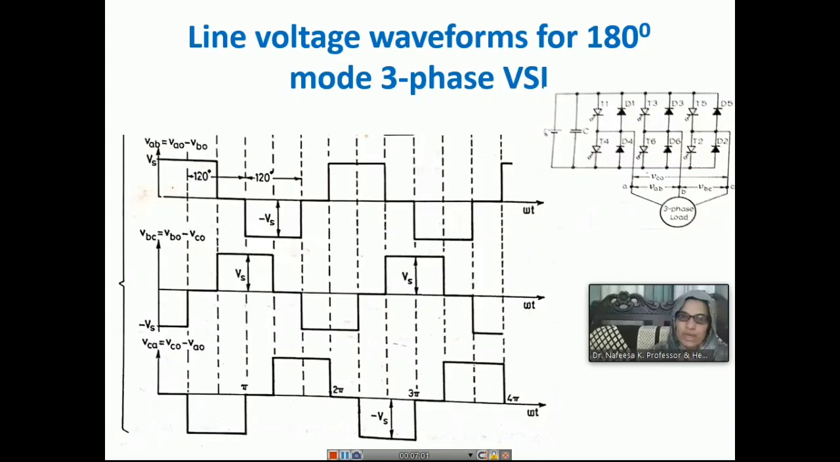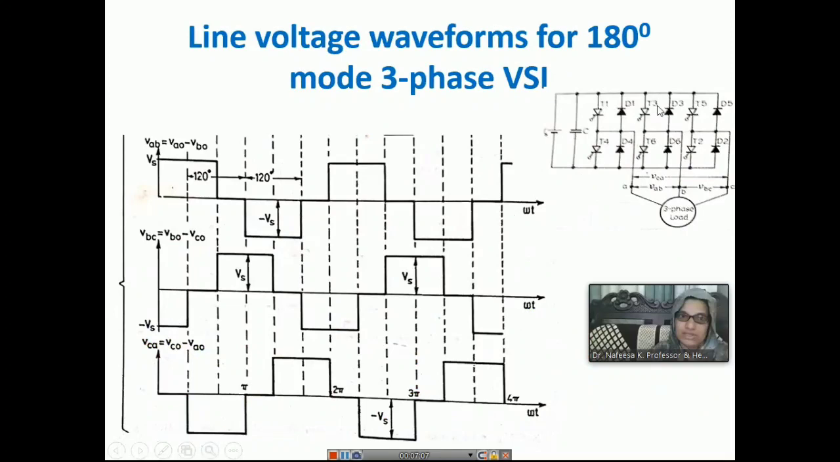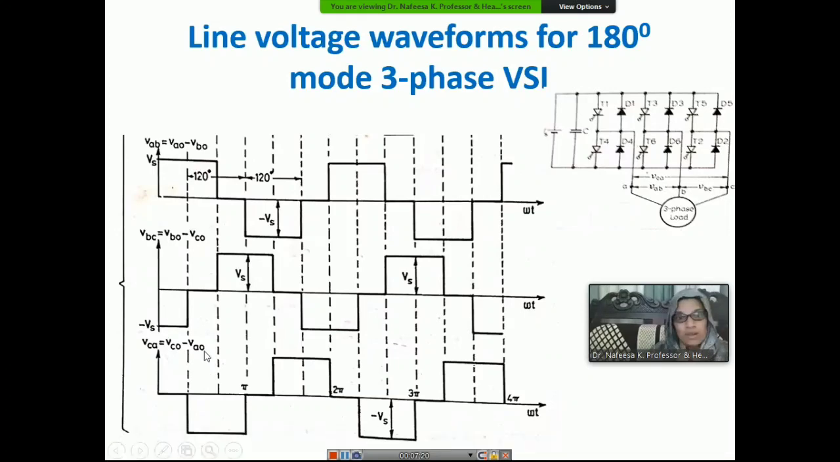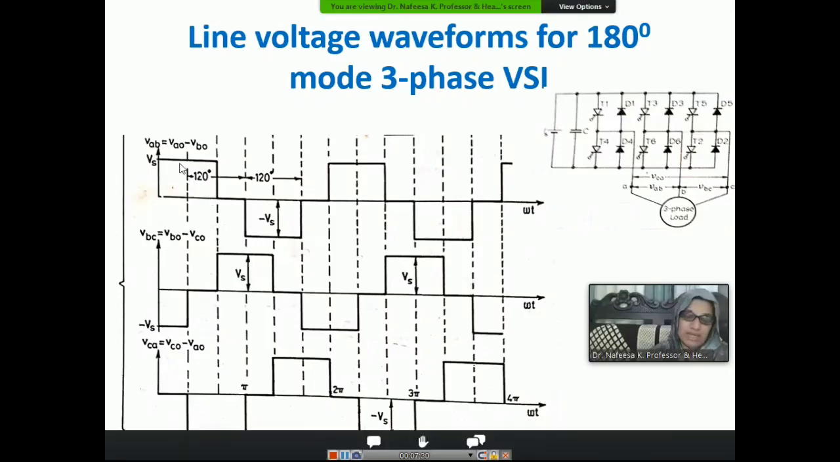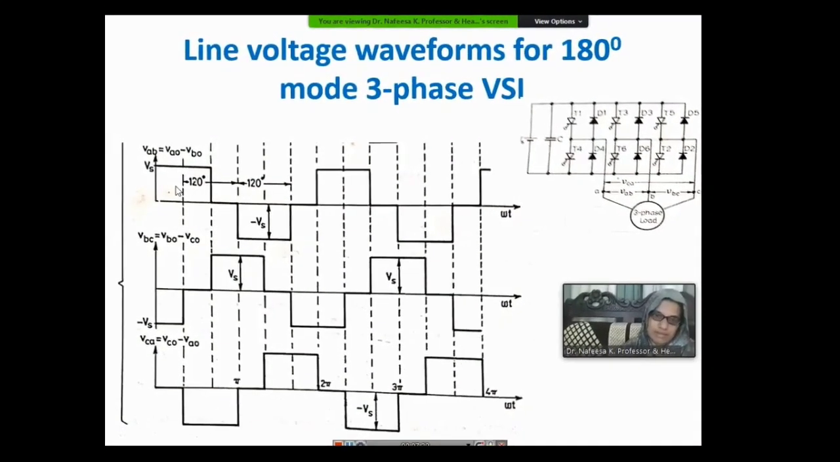Okay, and similarly, you can find the other line voltages also, that is VBC. You will obtain VBC as VBO minus VCO, and similarly VCA as VCO minus VAO. And otherwise also, if you have the voltage wave for VAB, you can get the other voltages by simply giving a phase shift of 120 degrees. That means after 120 degrees, this wave shape starts, and after another 120 degrees, this wave starts.